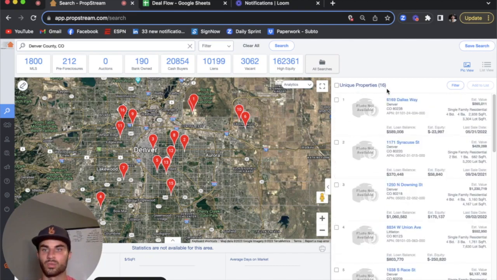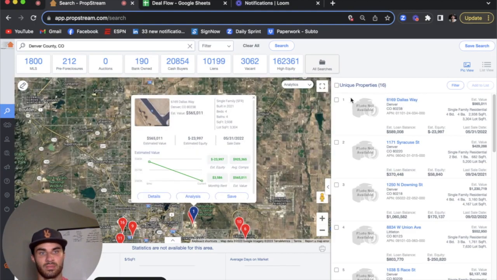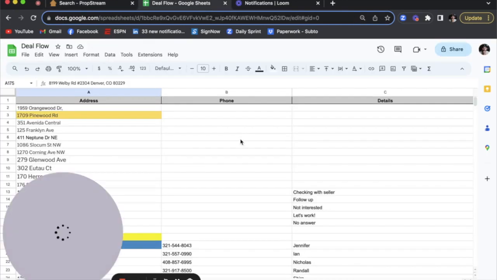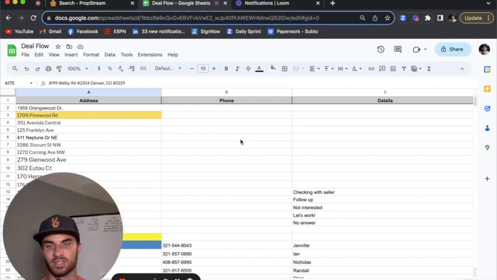And what I was doing when I started was I would run through these lists on a bunch of different counties, a bunch of different areas. And I would literally just take these addresses and highlight them. I would grab these addresses and put them over here into a Google Sheet. So for all you people that think you have to have super fancy software, not the case.